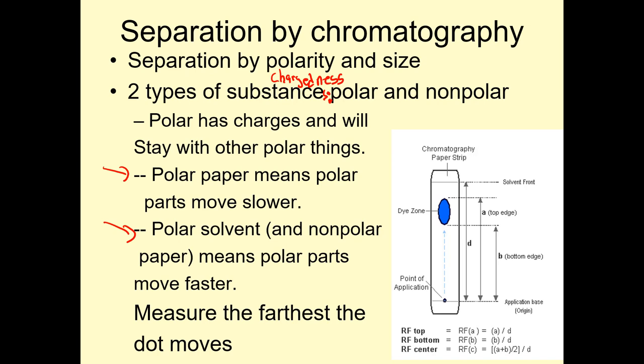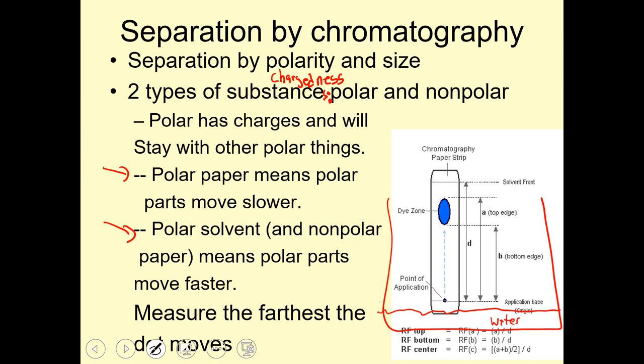So what happens is you get a beaker with a solvent in it, and it starts off like right here. Just say it's water. It can be any solvent, but just say it's water. And this is my original dot. Now, water's polar, so it's going to come sliding up here. Water's going to climb up this paper by capillary action. You don't need to know that word, but some of you are dying to say it because you took a good biology course.